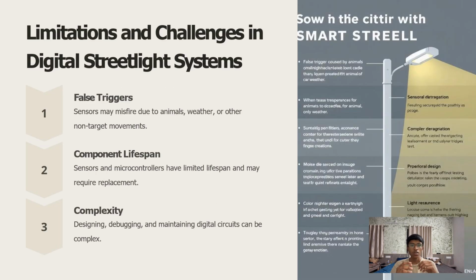There are also certain limitations and challenges in digital streetlight systems. First is false trigger. Sensors may misbehave and produce errors due to animals, weather, or other non target movements. Second is component lifespan. Sensors and microcontrollers have limited lifespan and they require replacement. And third is complexity. Designing, debugging, and maintaining such complex digital circuits can be very difficult.